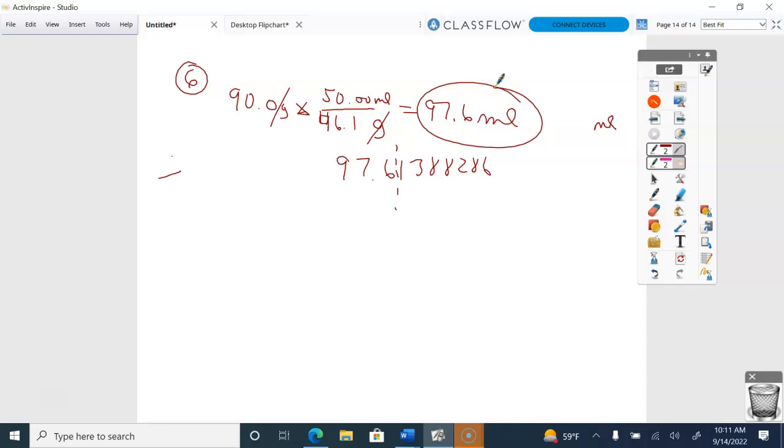Yes, ma'am. I did. 90 times 50 divided by 46.1. You'd multiply all the top ones and divide by the bottom ones, and divide by each individually. Don't do divided by this times this, because that's a problem. The calculator knows the order of operations.